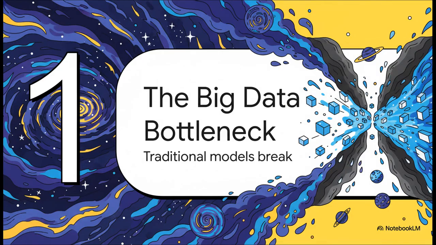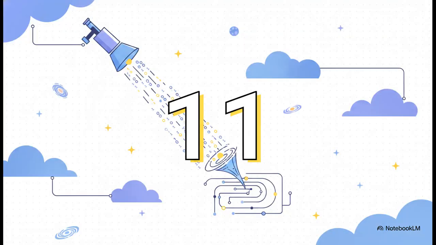Section 1. The Big Data Bottleneck. When the traditional data model breaks. Capturing a massive 8 gigabyte image is an incredible feat on its own, right? But doing it continuously creates a tidal wave of information.